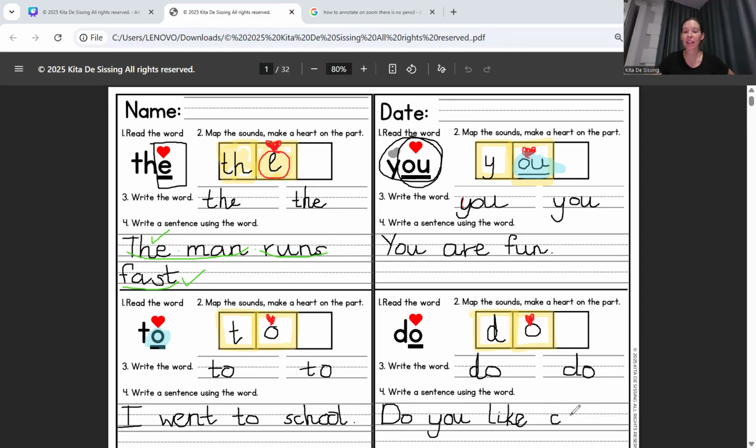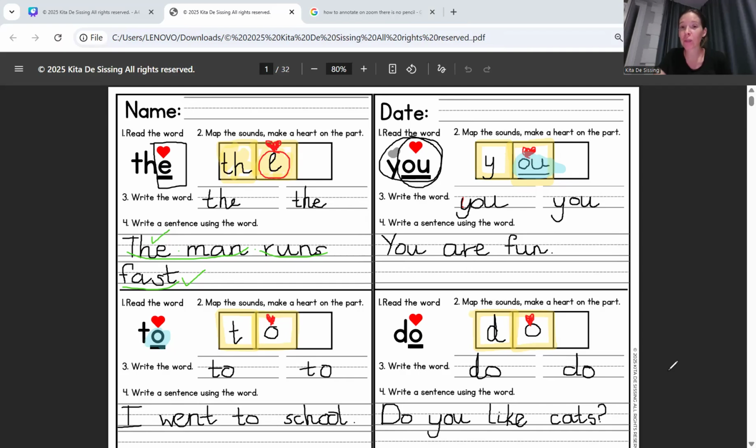K, a, t, s, cats. And I'm going to put a question mark as my punctuation because this is a question. Do you like cats? All right, lovely learners, well done for your spelling today.